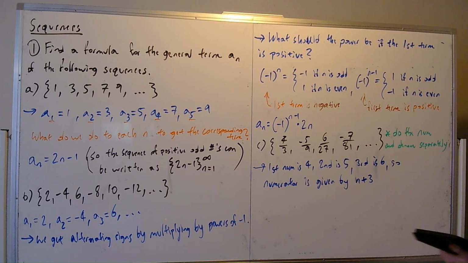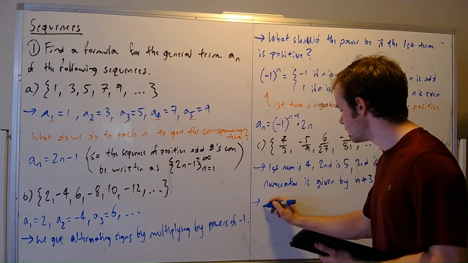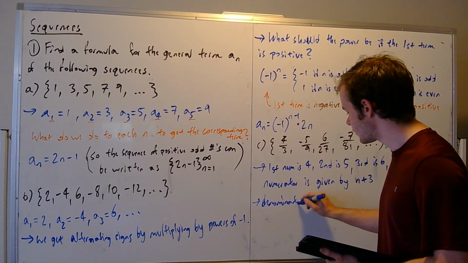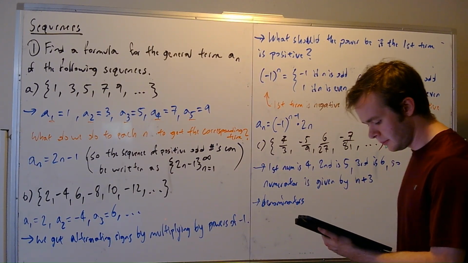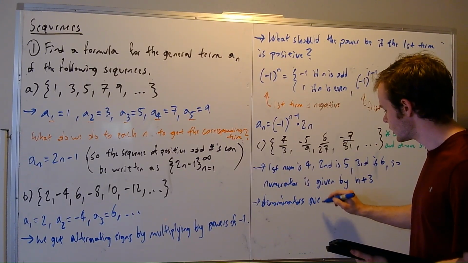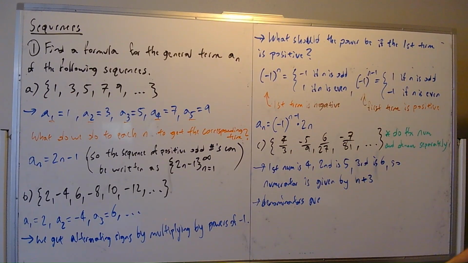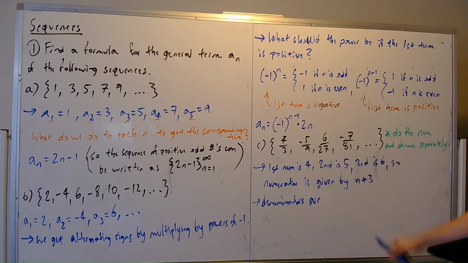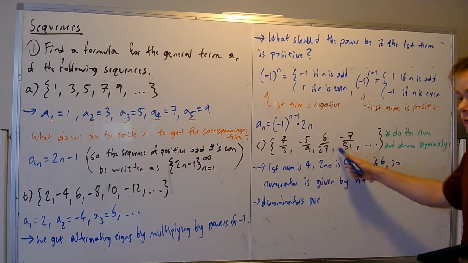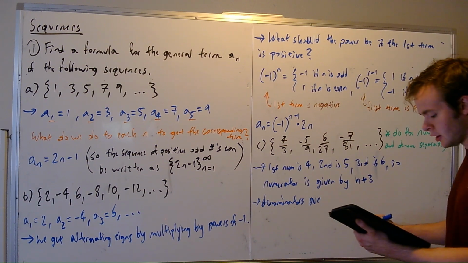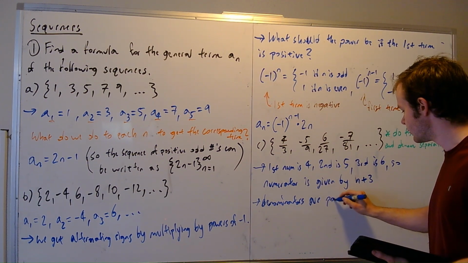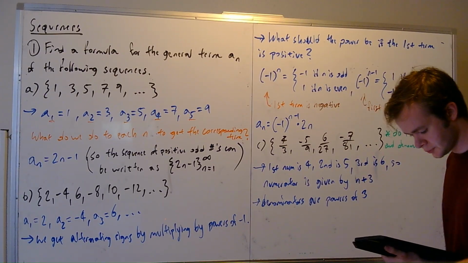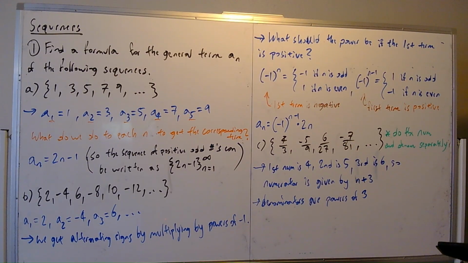And the denominators are, just take a look at the denominators, see what you can notice about them. You got 3, 9, 27, and so on. Those are powers of 3. So the denominators are powers of 3. Okay.